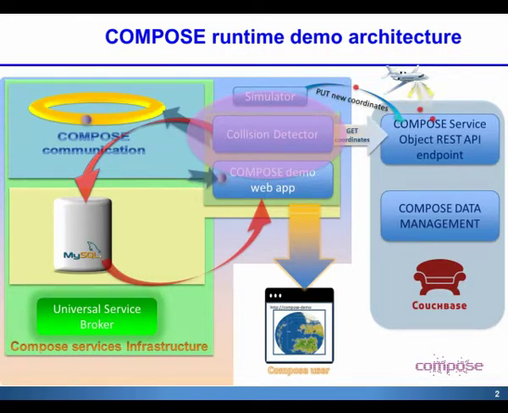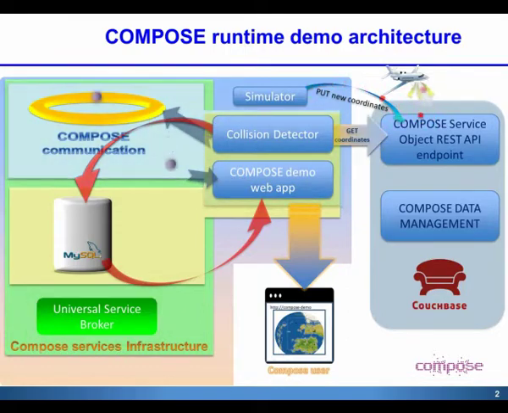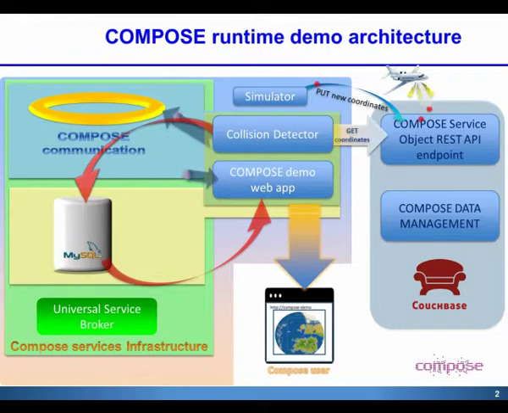The service object is queried by the collision detector for updated coordinates, and if a collision is detected, a record is inserted into the MySQL database. The updated coordinates are passed on to the Compose communication infrastructure, which then passes the data to the Compose demo application. This application caches the updated coordinates and collision history taken from the database and presents the information to the user.